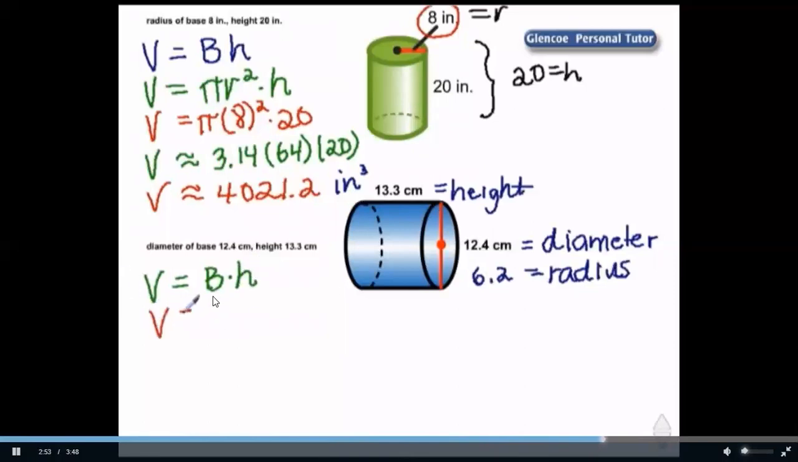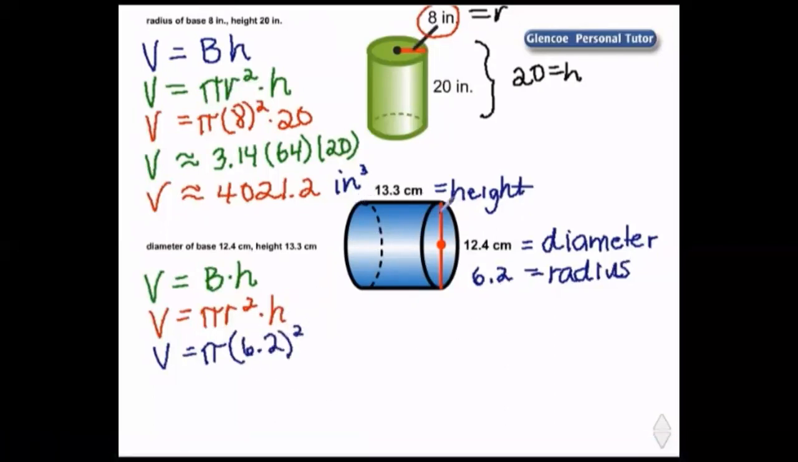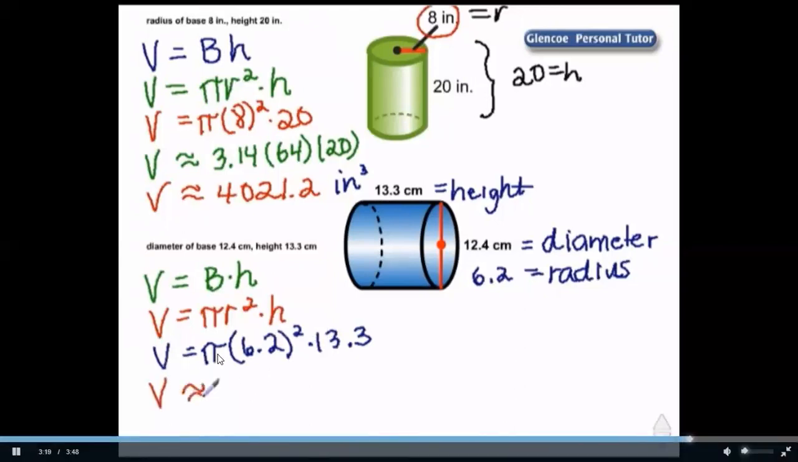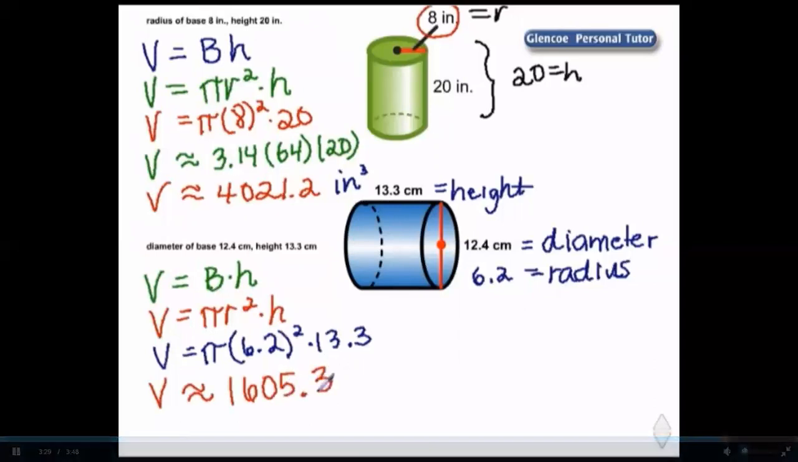So area of the base, which will be a circle, pi times radius squared, times the height of the cylinder. We're never going to use this 12.4 in the formula because the radius is 6.2. Don't forget to square that. And the height's 13.3. Replace pi with 3.14. Multiply it all out. And there's your answer.